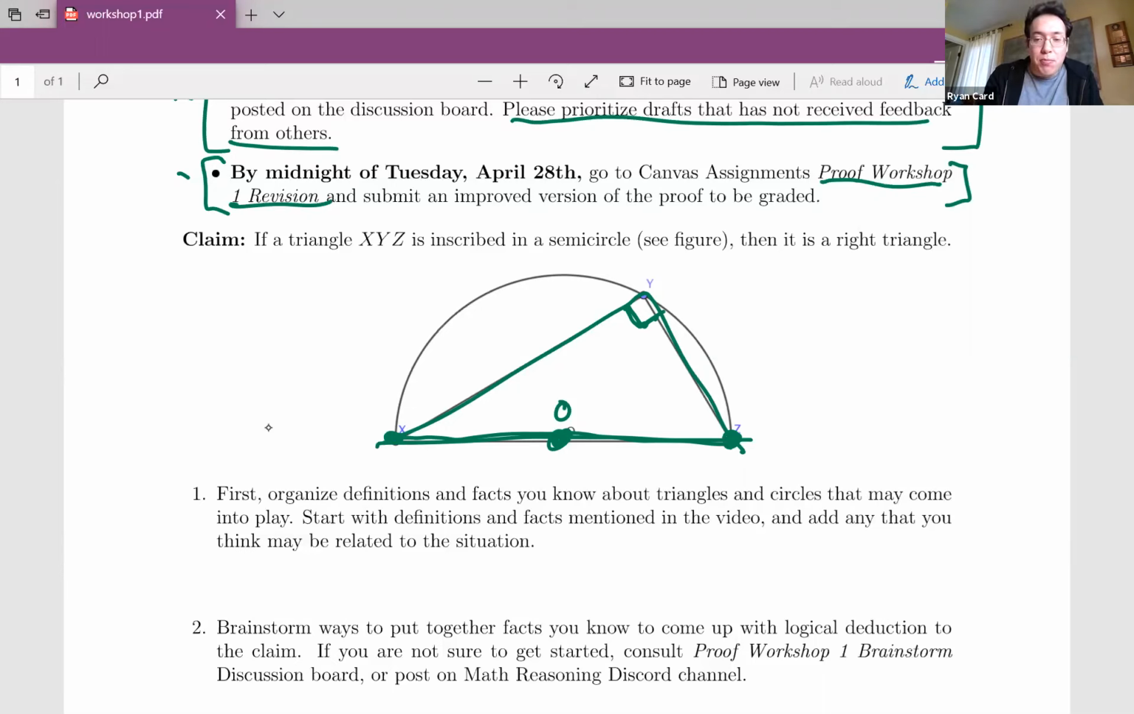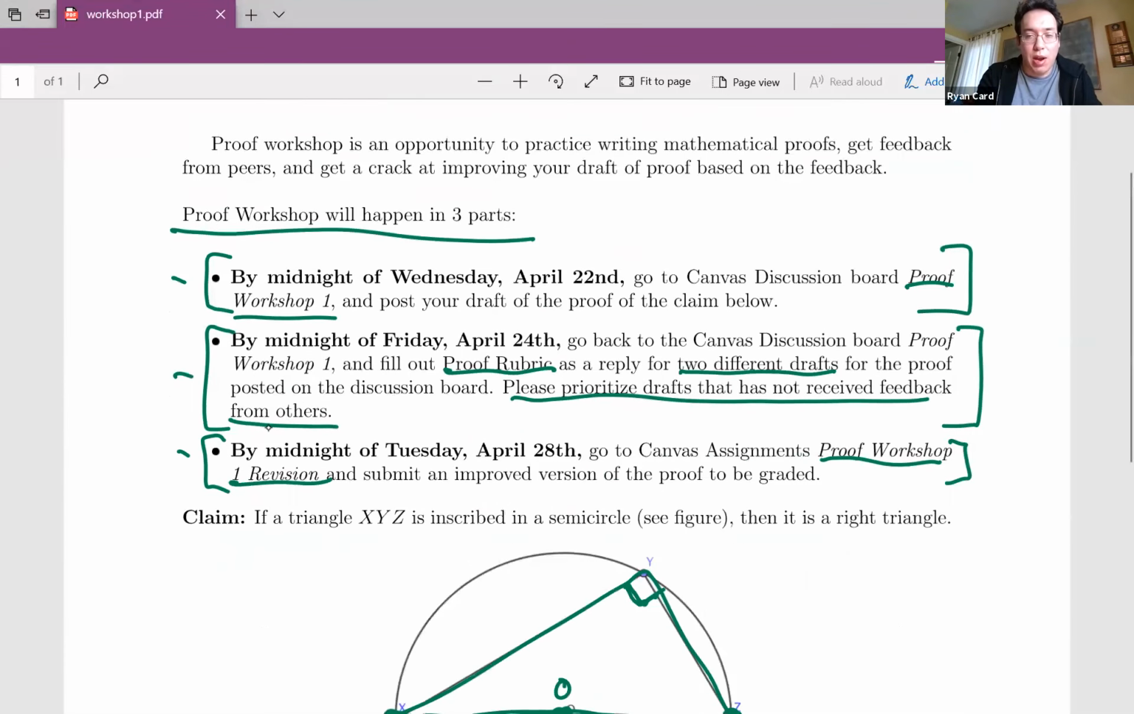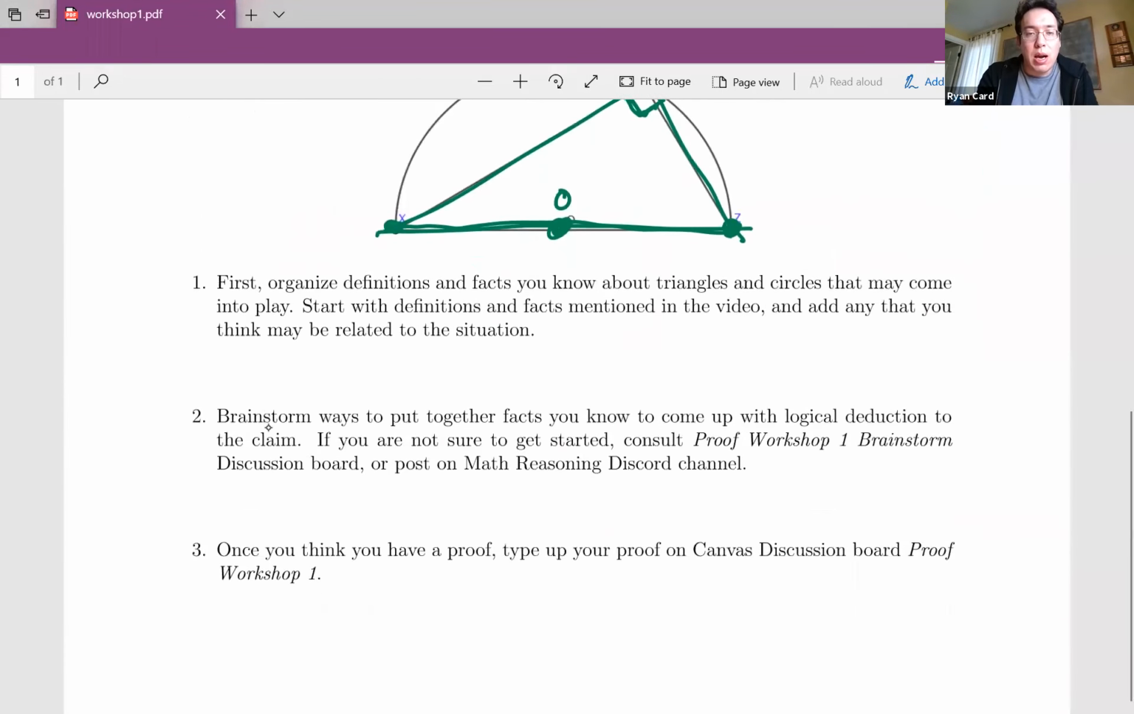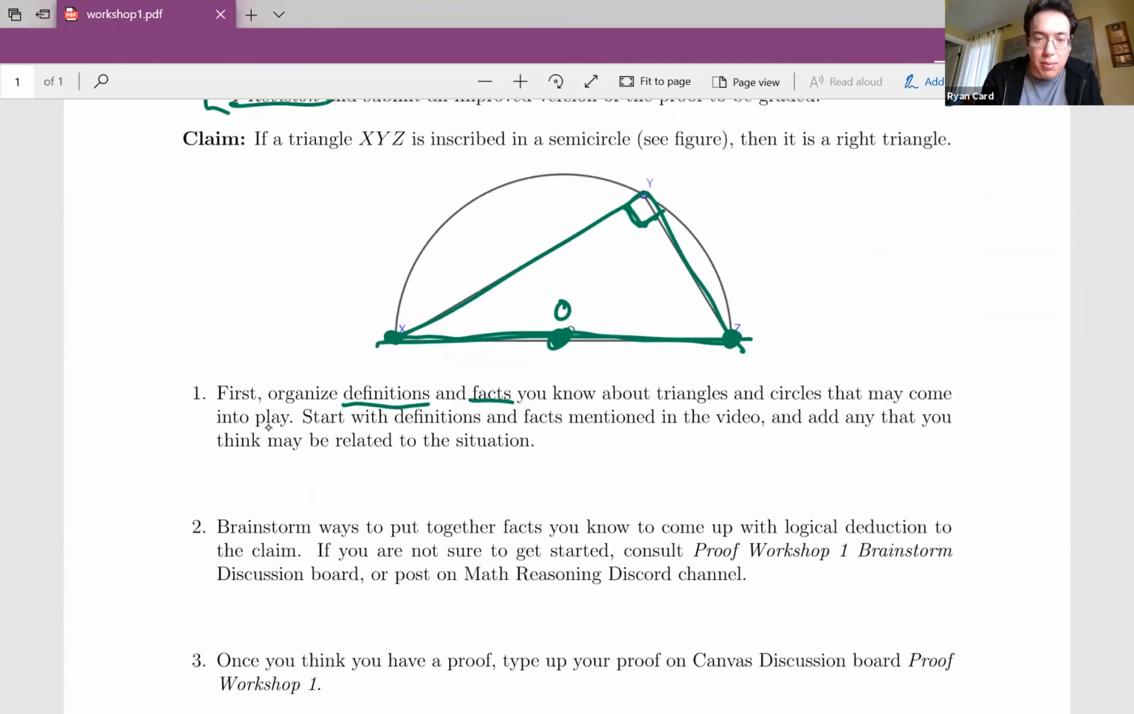So here's what I want you to do for the first step. The first step is to write the first draft. What I want you to do first is to write down organized definitions and facts you know about triangles and circles that might be related to this problem.